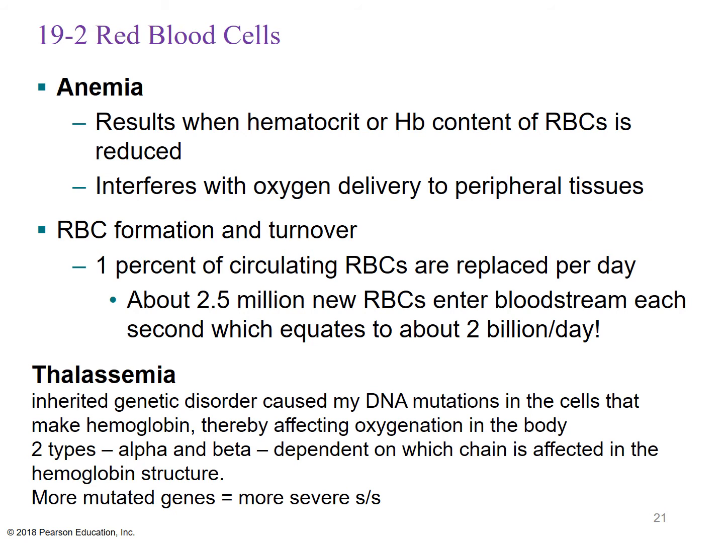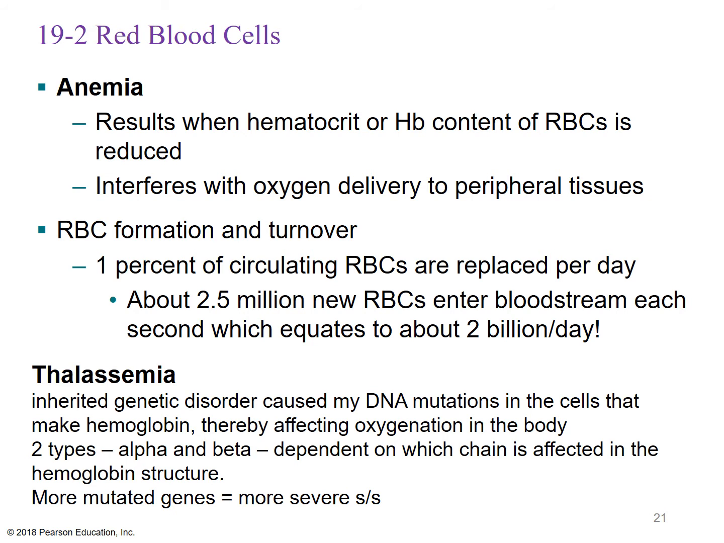The red blood cell formation and turnover: basically 1% of those circulating red blood cells are going to be replaced every single day. That means you have about 2.5 to 3 million new red blood cells entering your bloodstream every second. And this equates to about 2 billion per day. That's normal. That's how it should be. So that's normal physiology. If it doesn't happen like that, then we could, of course, have issues with anemia.